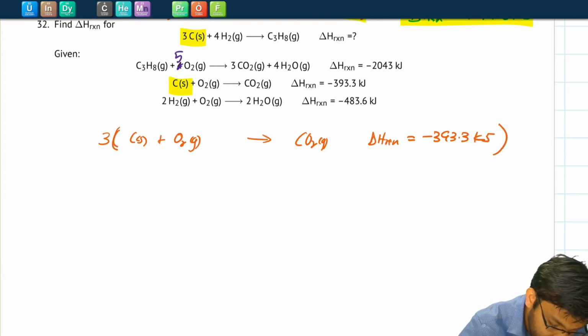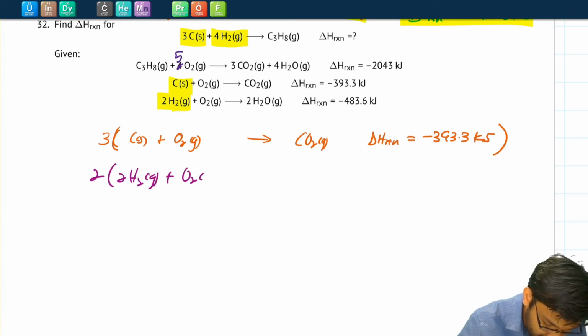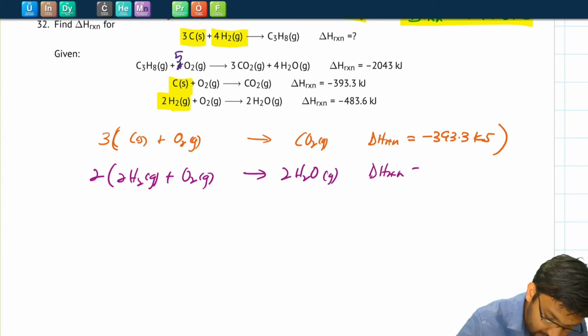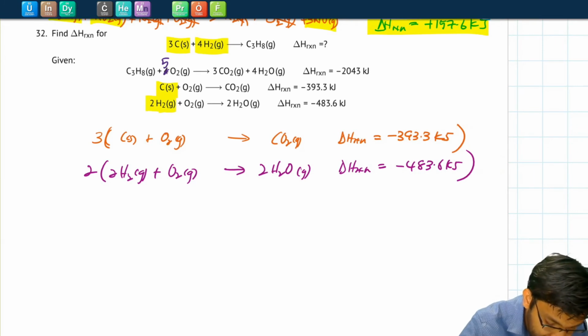All right, next we need 4 hydrogen gas. Where's hydrogen gas in these equations? There's 2 right there, so we need to multiply that whole thing by 2 to get 4 hydrogens. We also have oxygen there to give us 2 water vapor. Delta H for this reaction is negative 483.6 kilojoules, and we need to remember to multiply the whole thing by 2.